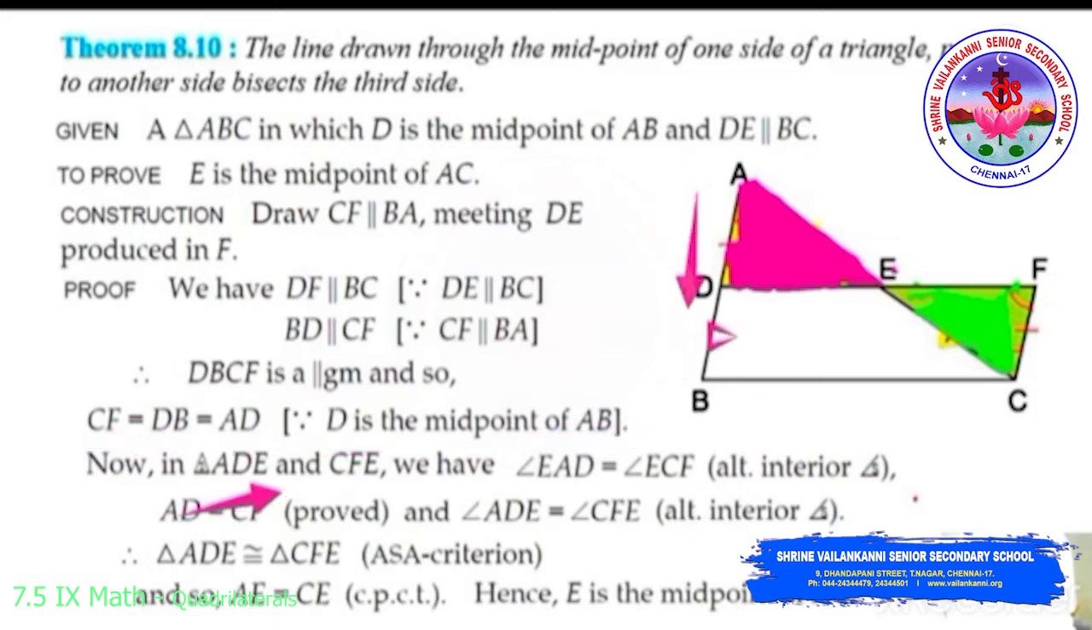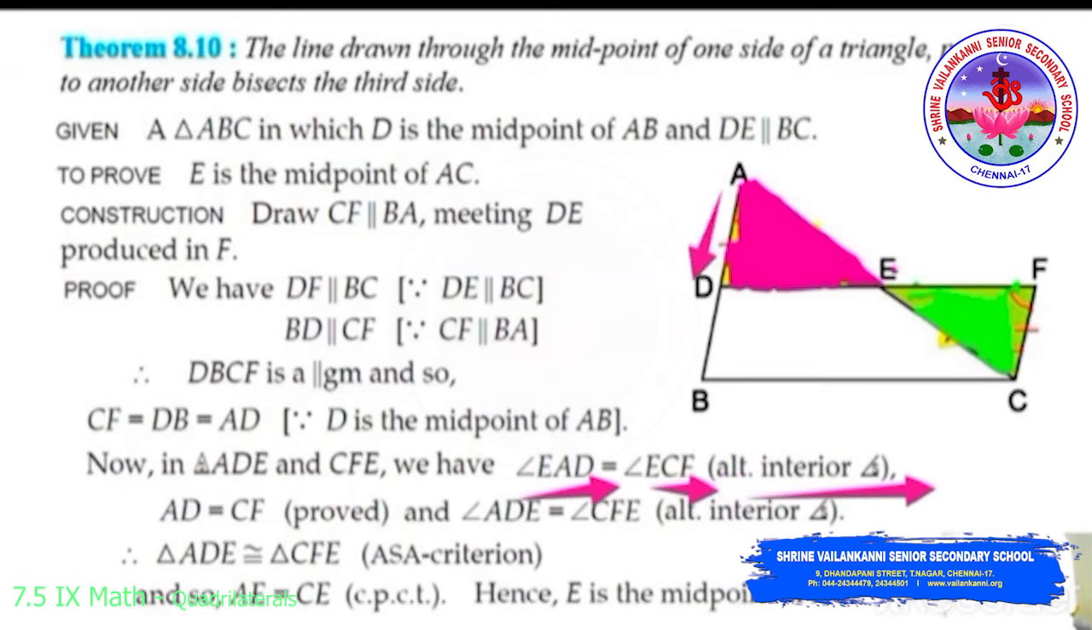Consider triangle ADE and triangle CFE. We have AB parallel to CF and AC is a transversal. Angles EAD and ECF are alternate interior angles. So in triangles ADE and CEF, we get angle EAD is equal to angle ECF, alternate interior angles.